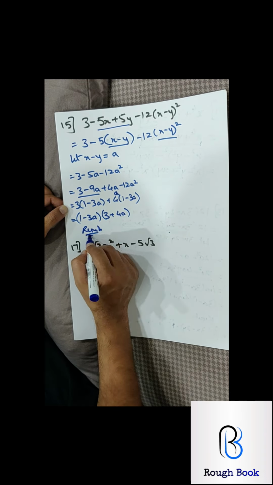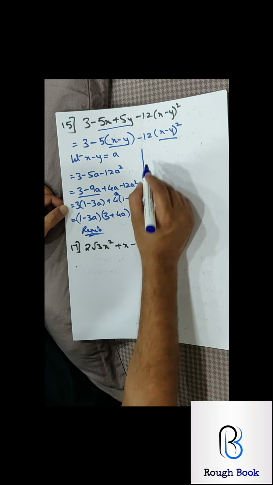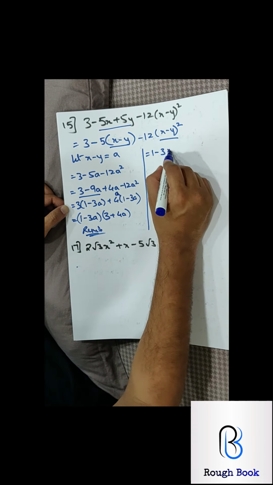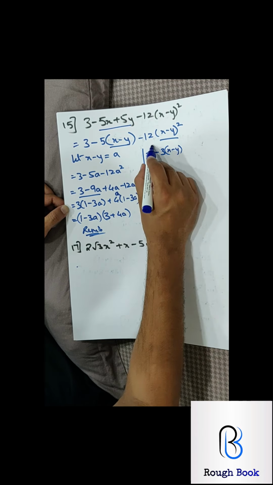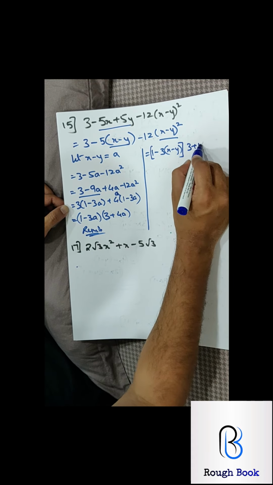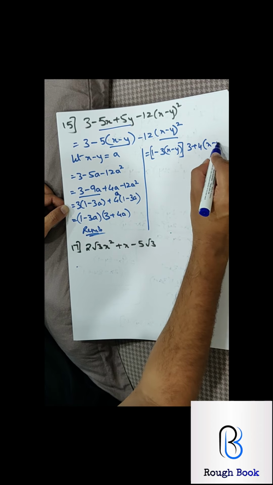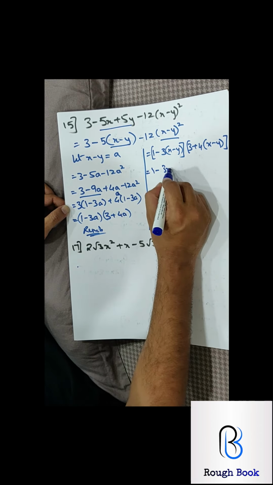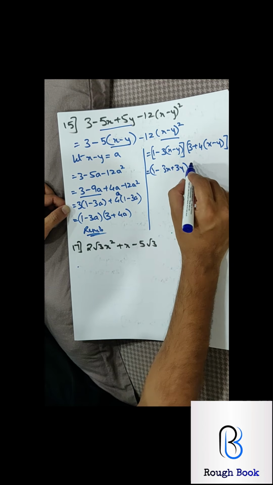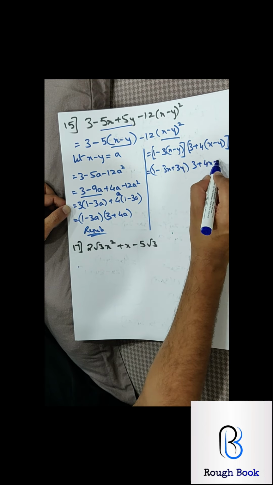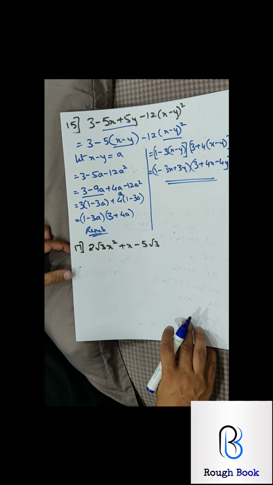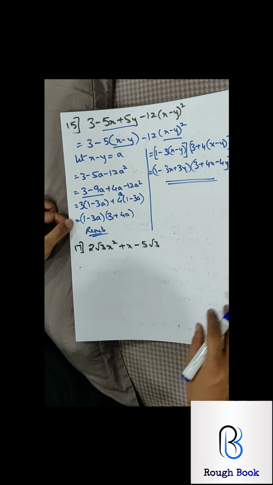Resubstitute. Let's see what we get after resubstituting. So 1 minus 3 times a, a is x minus y in a big box, and 3 plus 4a, again a is x minus y in a bigger box. So I'll get 1 minus 3x plus 3y, 3 plus 4x minus 4y. That becomes my final answer. Yeah? How many managed to get it?